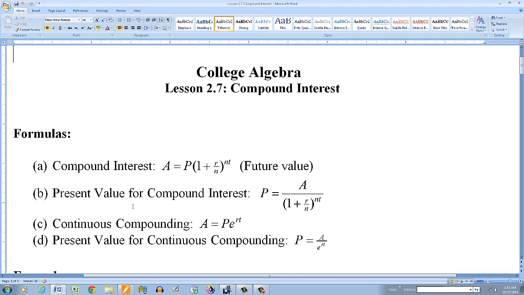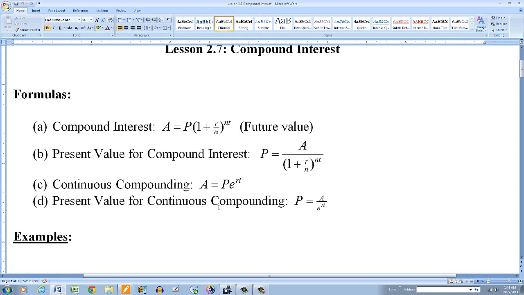Now the present value for compound interest is simply taking the formula in part A and solving for P. Okay, so all I did is I took the formula in A and solved it for P, and I get P is equal to A over 1 plus R over N to the NT power. Okay, so these first two formulas deal with compound interest where it's compounded say annually, semi-annually, quarterly, monthly, daily. Now if you have interest compounded say every second or every instant, then it's going to be continuous compounding, and that'll be the formula that I have here in C.